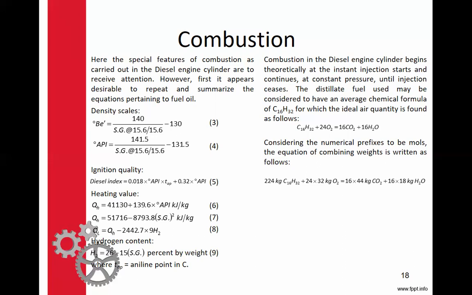Where does the 224 come from? The molecular weight of carbon is 12, so 16 times 12 plus 32 times 1 is 224. The 32 is for O2, which is 16 times 2 is 32 kilogram. The 44 is the molecular weight of CO2, 12 plus 32. The 18 is for water, 2 times 1 plus 16 times 1 is 18. Okay.